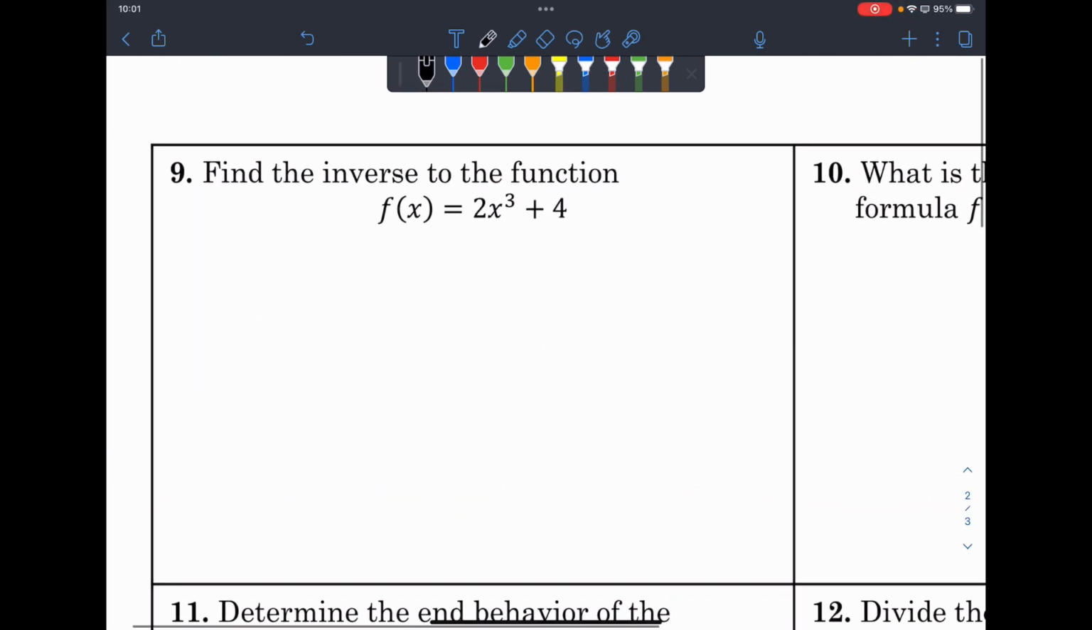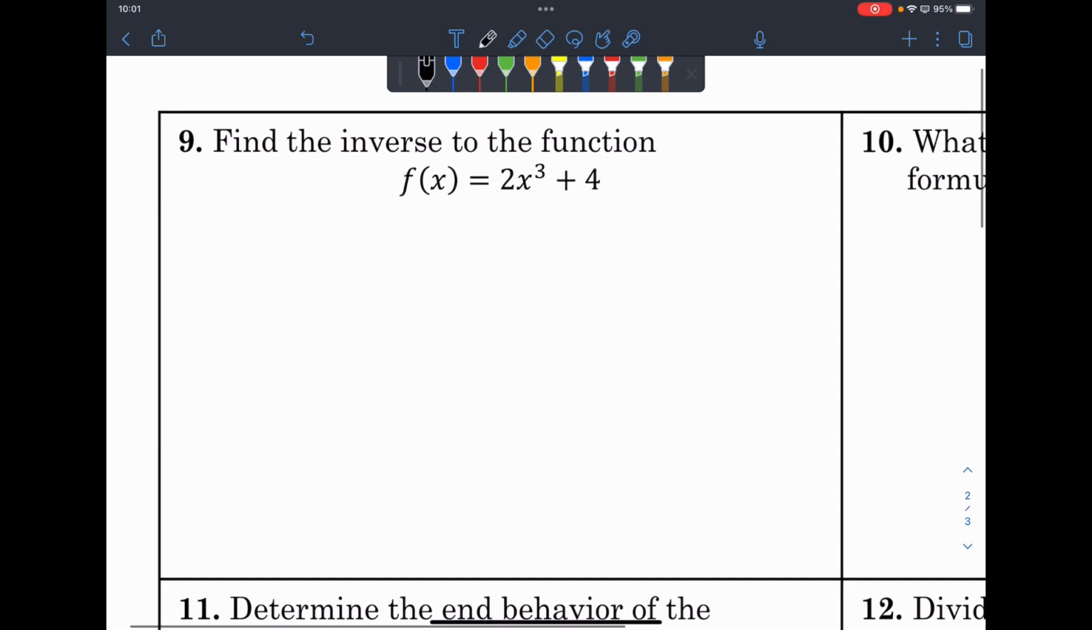And let's find the inverse function to problem number 9. Well, to find the inverse function, we'll start by replacing the f of x with the y. Remember, this is the same thing as y, so we'll switch the letters. X equals 2y to the third plus 4. And let me put the x on this side instead. So 2y to the third plus 4 equals x. And we solve the equation for y.